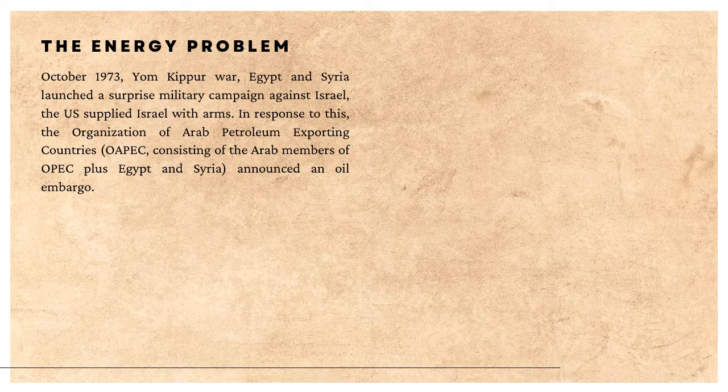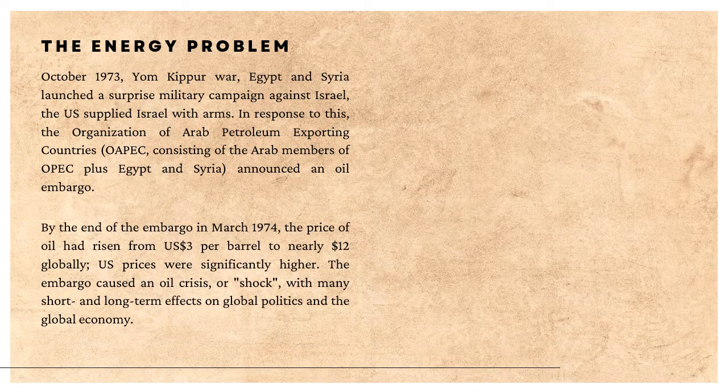In response to this, the Organization of Arab Petroleum Exporting Countries, or OPEC, consisting of the Arab members of OPEC plus Egypt and Syria, announced an oil embargo against Canada, Japan, Netherlands, United Kingdom, and the United States. The embargo occurred in response to US support for Israel during the Yom Kippur War.